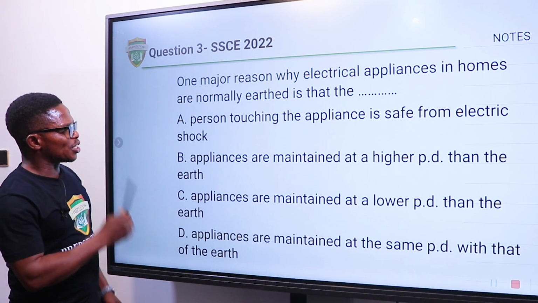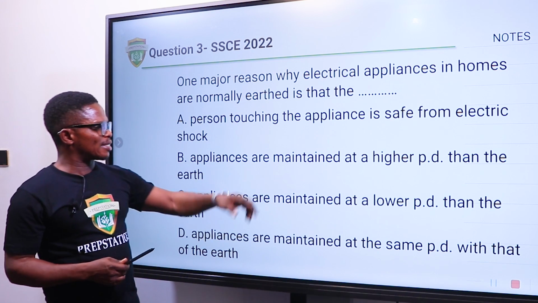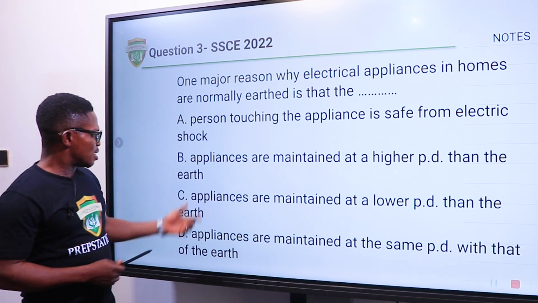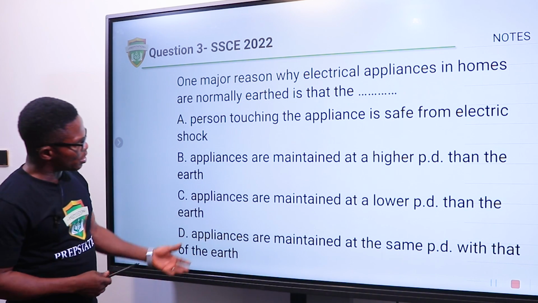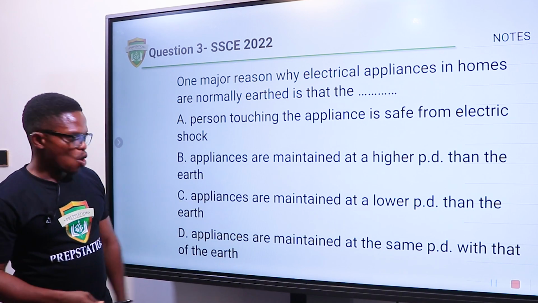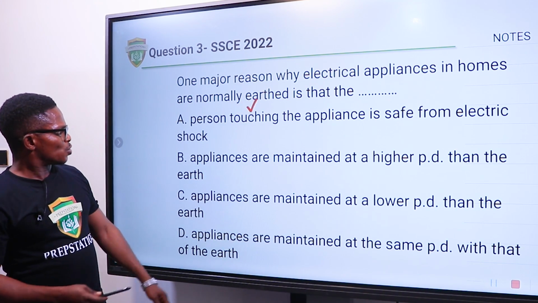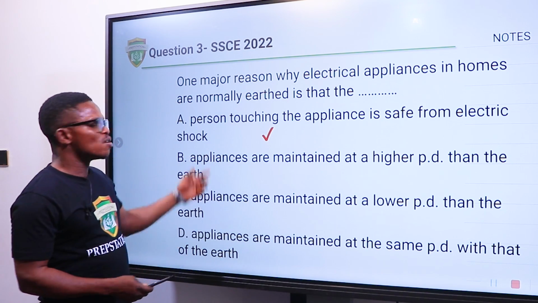Now, a person touching the appliance is safe from electric shock. Appliances are maintained at a higher PD than the earth. Appliances are maintained at a lower PD. So what do you think is the answer? I've already given you the answer. It's to avoid risk of electric shock. So the answer should be A. A person touching the appliance is safe from electric shock.